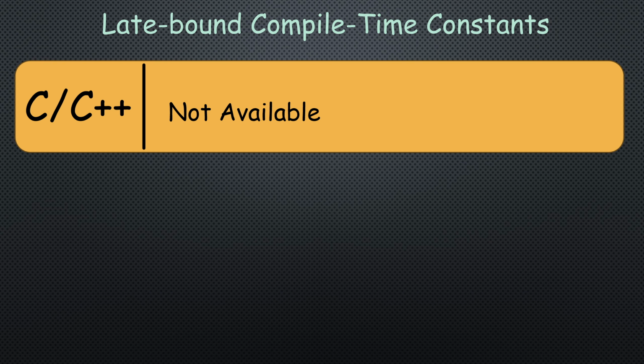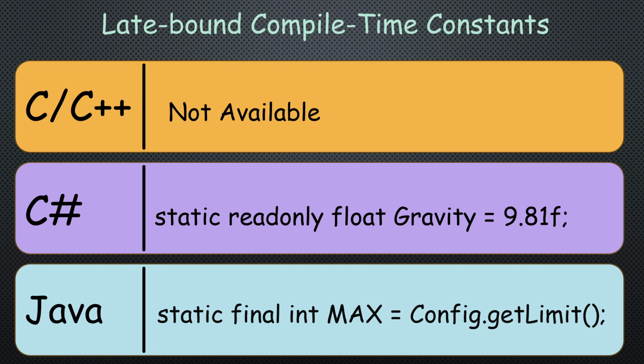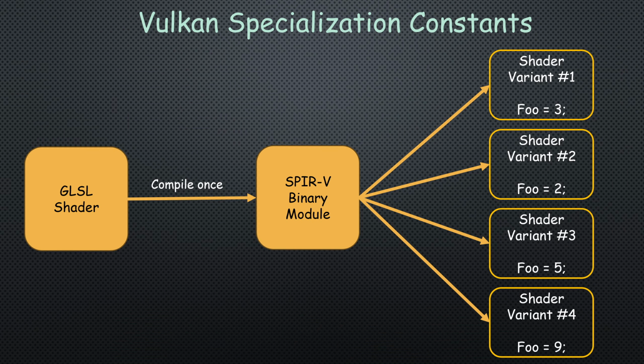This notion doesn't exist in C or C++, but you can find it in C# in the form of the static read-only keywords, which allow you to resolve the variable when the class is loaded for the first time. A similar thing exists in Java when using the static final field, which can be initialized via a method call or a complex expression. In Vulkan, specialization constants let you generate shader variants without actually recompiling the shader source.